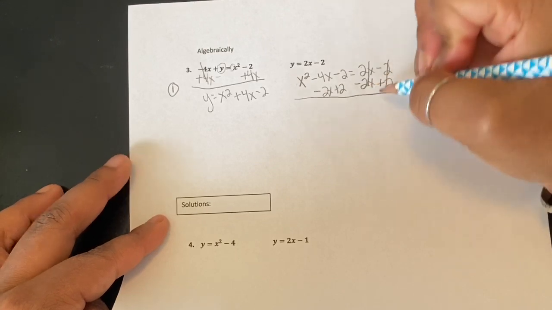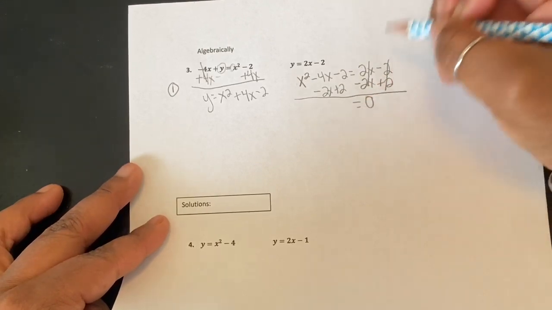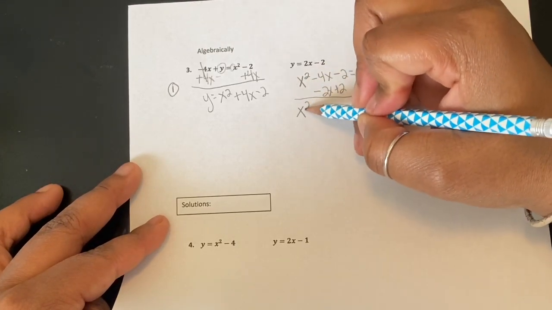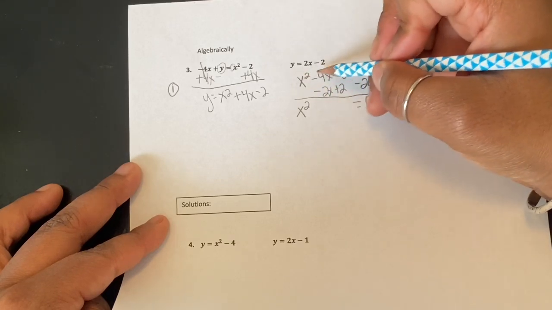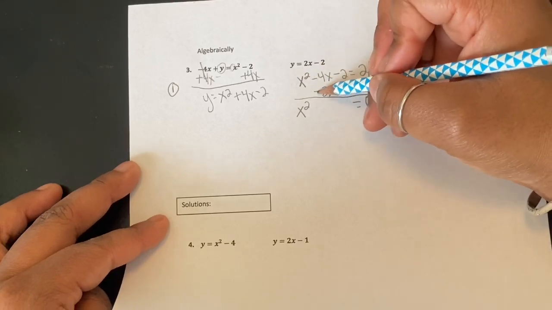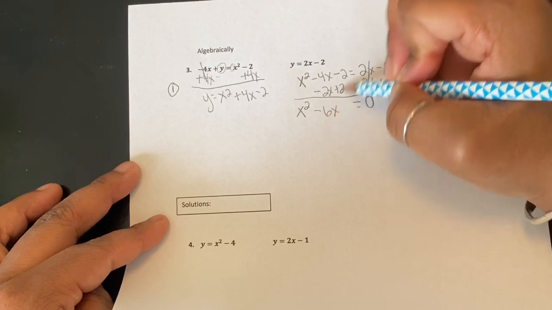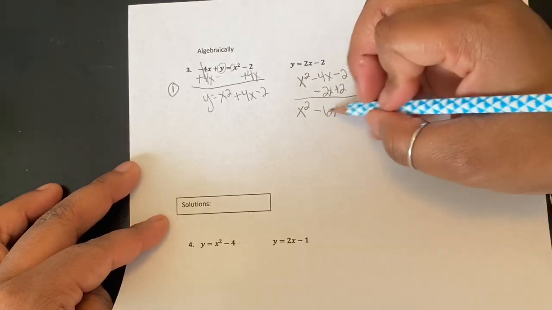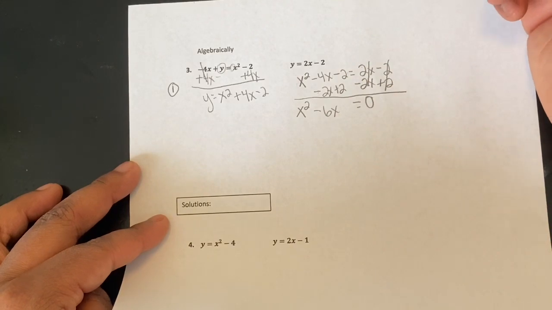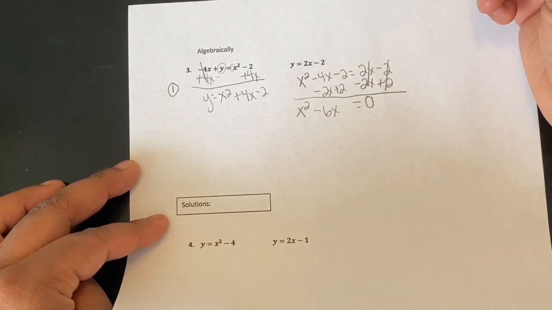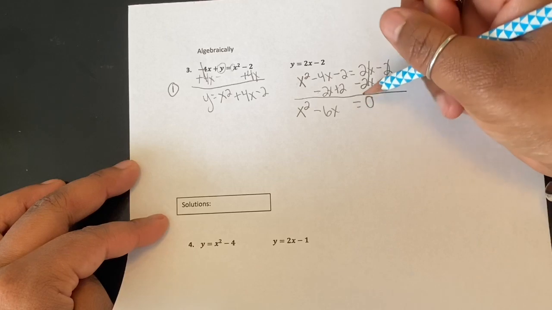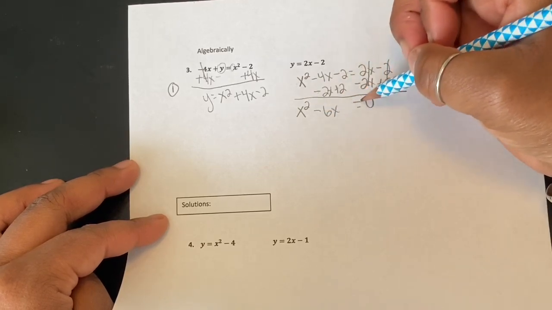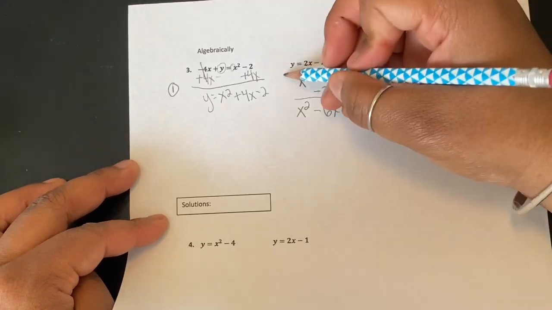These cancel out. That was the whole point. You get 0. Over here on the left side, you get x squared, negative 4x minus 2x is negative 6x, and then negative 2 plus 2 is 0. I'm not going to write the 0. You don't need the 0. So now I have x squared minus 6x equals 0. That was my step 2.